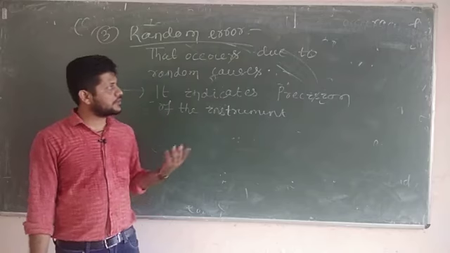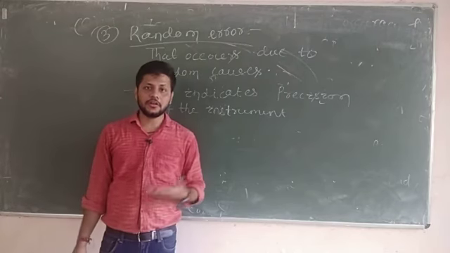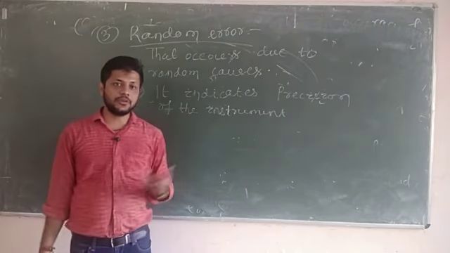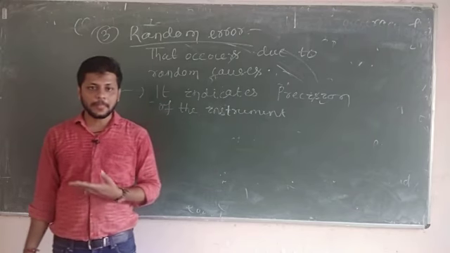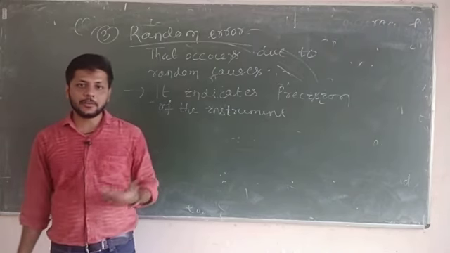In the next class, I will start with indicating instruments, and then your devices will come into the picture: ammeter, voltmeter, permanent magnet moving coil, MI instrument. We will study these in detail. Thank you.